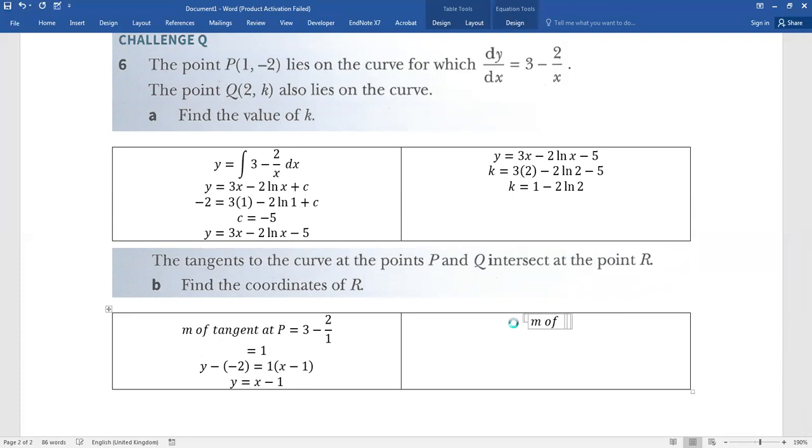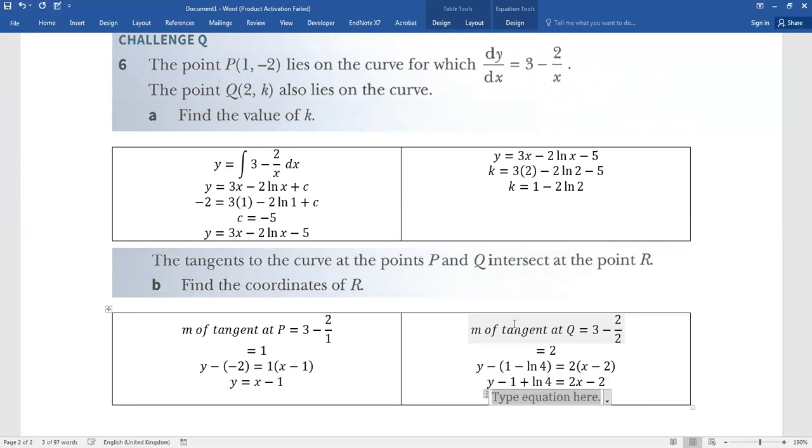Similarly, m of tangent at Q, 3 minus 2 upon 2. So 3 minus 1 is 2. y minus y1, 1 minus, I'll just write it as ln4. 2 ln2 can also be written as ln4, is equal to gradient times x minus x1, which is 2. So y minus 1 plus ln4 equals 2x minus 2. y is equal to 2x minus 1 minus ln4. Don't worry about ln4, it's just a value.